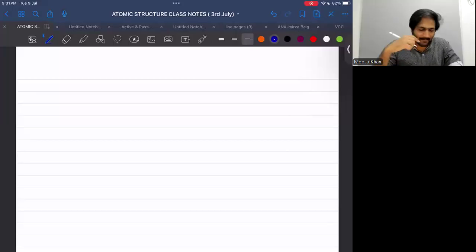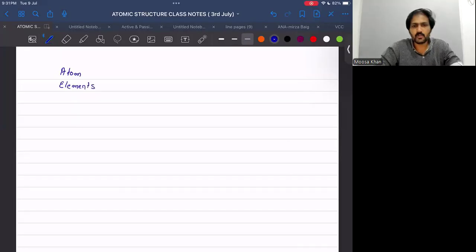Okay, bachcho, up till now, we started studying from the very first topic, that is atomic structure. In the chapter atomic structure, first we discussed the definition of an atom. Then we discussed the definition of an element. Both of these definitions come for 2 marks in the exam. Then we moved on to the atomic structure, where we studied subatomic particles.